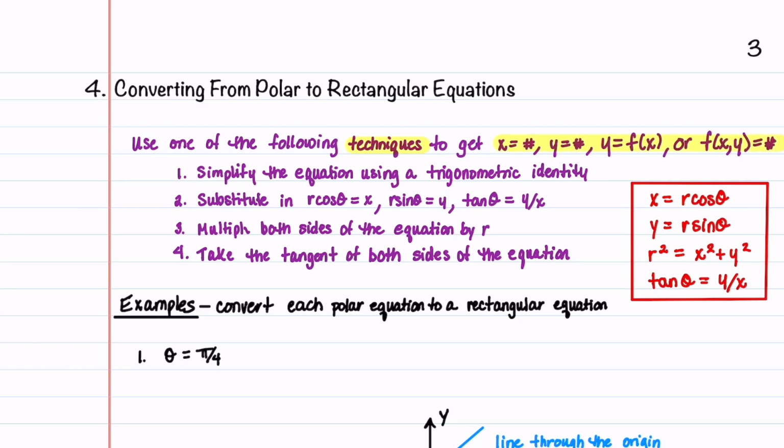The first technique that we can use is to simplify the equation using a trigonometric identity. The second technique is to substitute in r cosine theta is equal to x, r sine theta is equal to y, or tangent theta is equal to y over x. Another technique that we can use is to multiply both sides of the equation by r. And the last technique that we can use is to take the tangent of both sides of the equation.